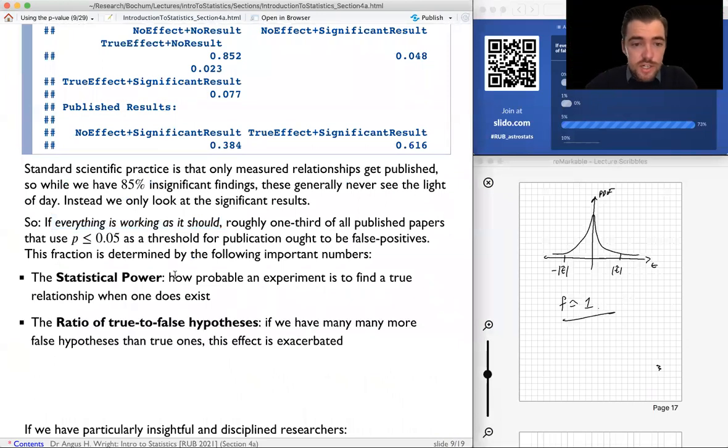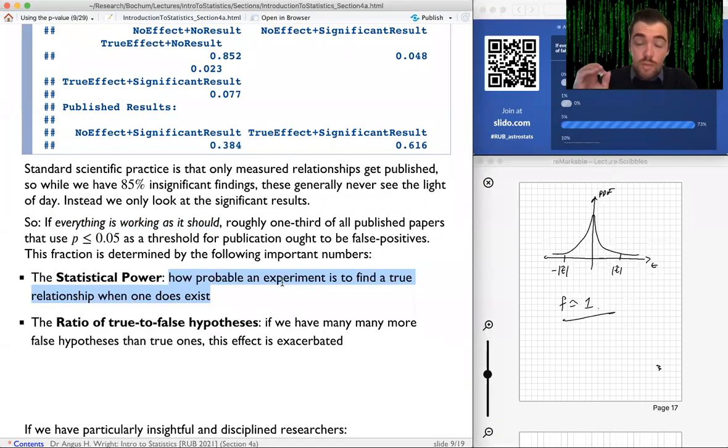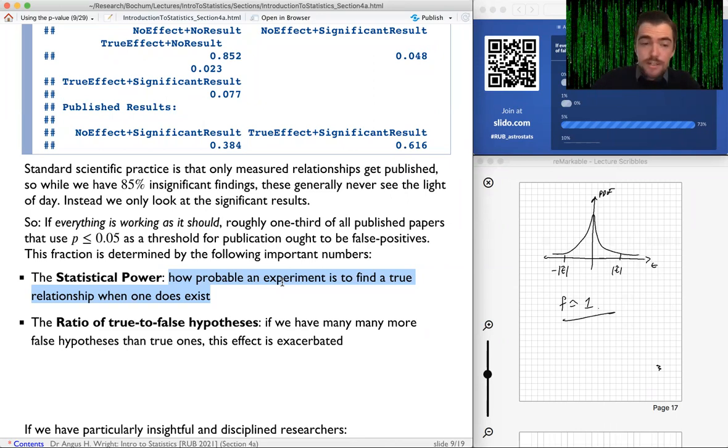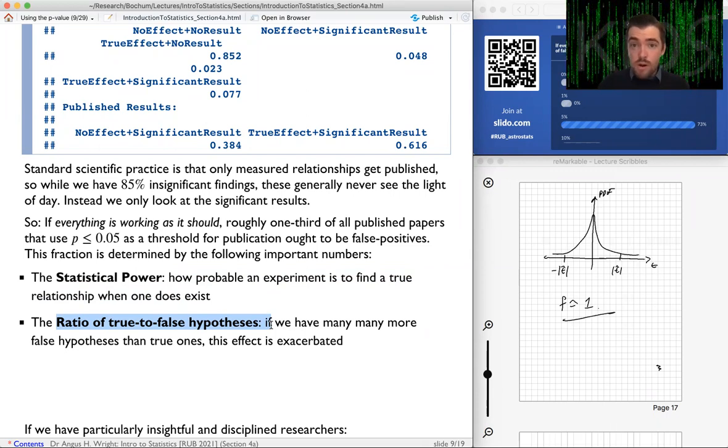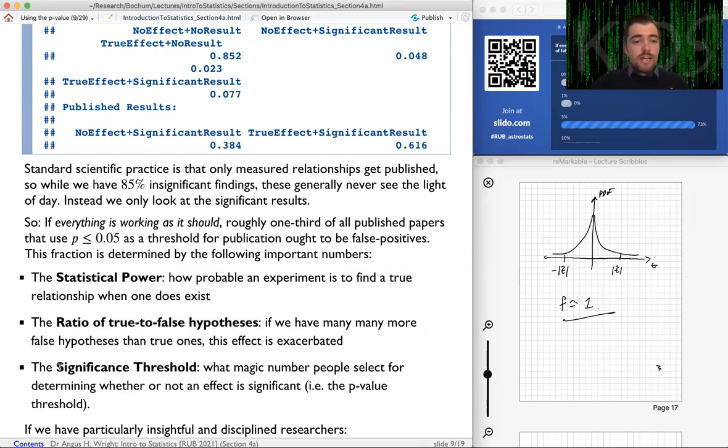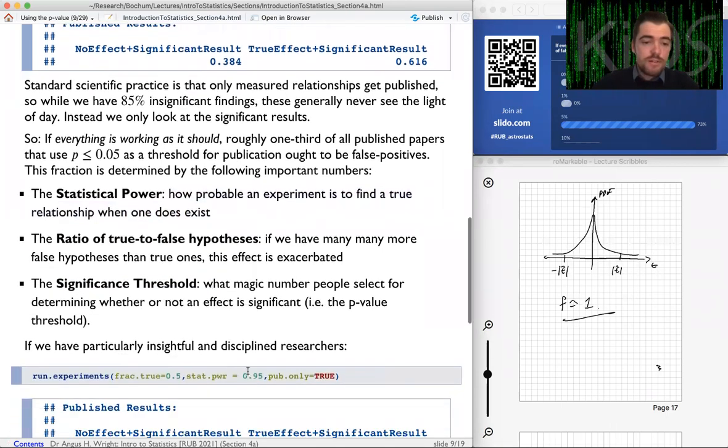It's based on the statistical power. So how probable is it that an experiment working with a true relationship will find it? It's related to the ratio of true to false hypotheses. So if there are many, many more false hypotheses than true ones, then this effect gets worse. And it's related to the significance threshold, the magic number that you select to justify whether or not your results are significantly different from the null hypothesis.